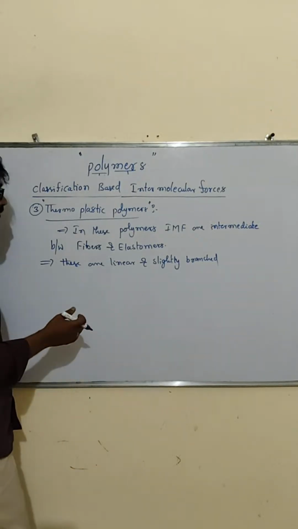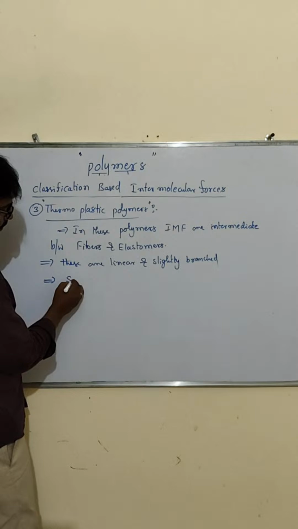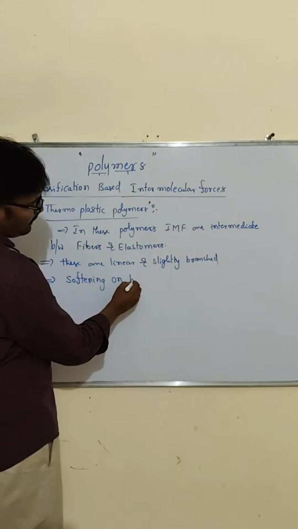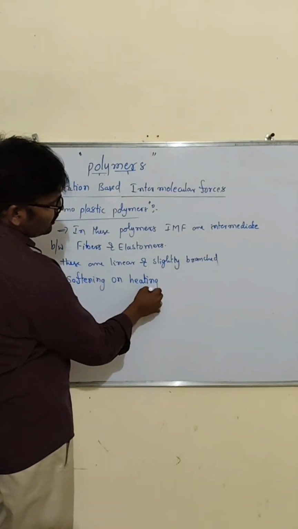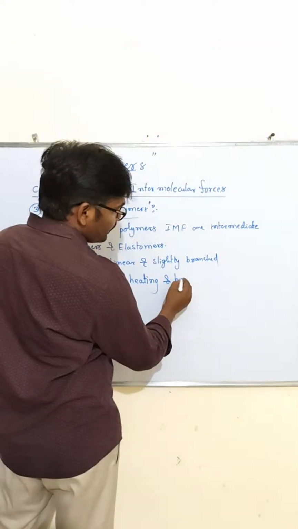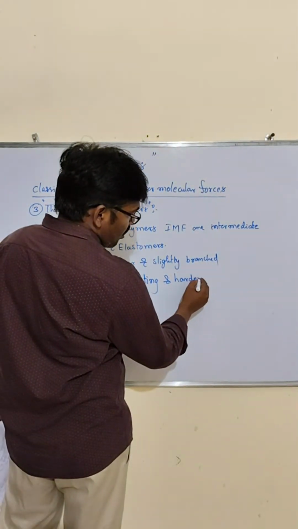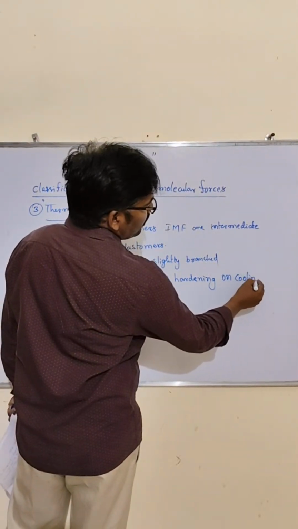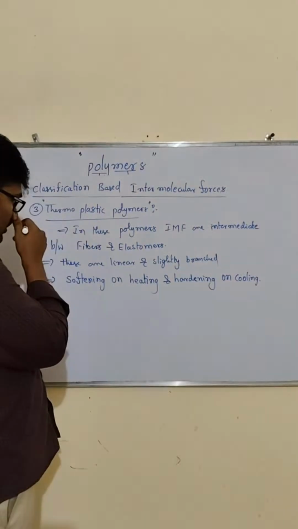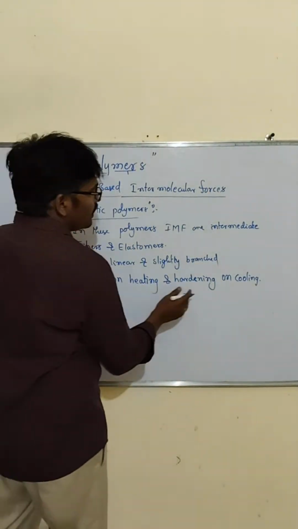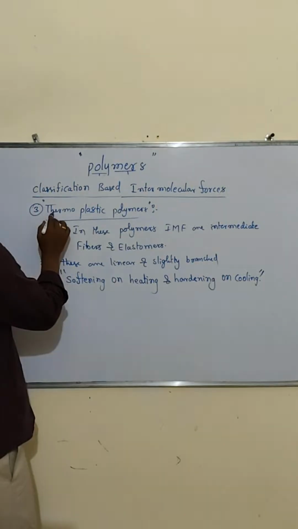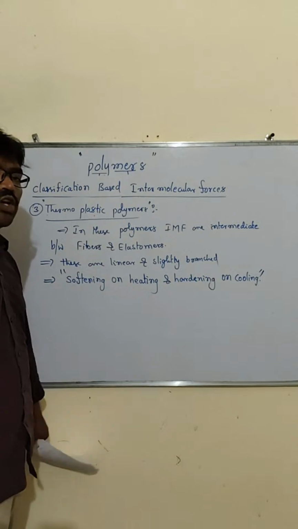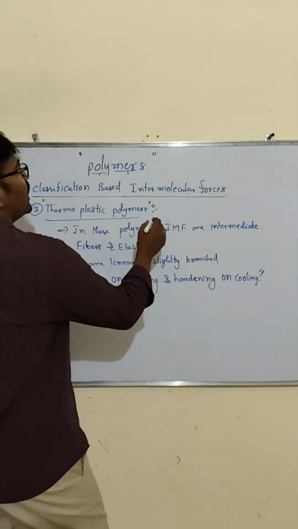Softening on heating and hardening on cooling. So remember, this is one of the important qualities of thermoplastic polymers. That is why we can reuse thermoplastic polymers again. These polymers we can reuse again.